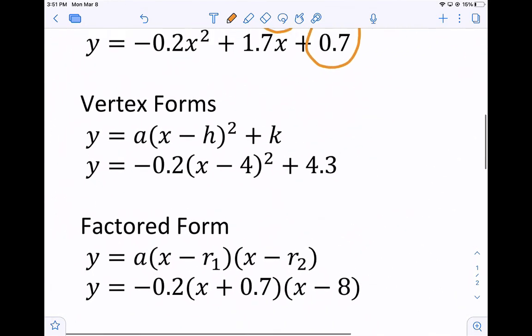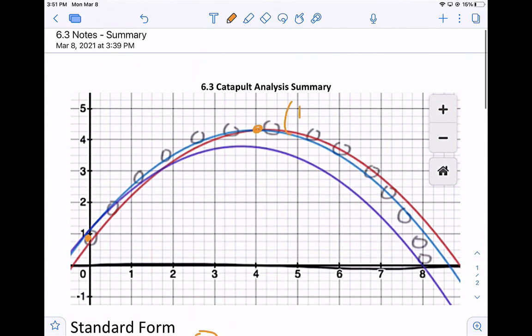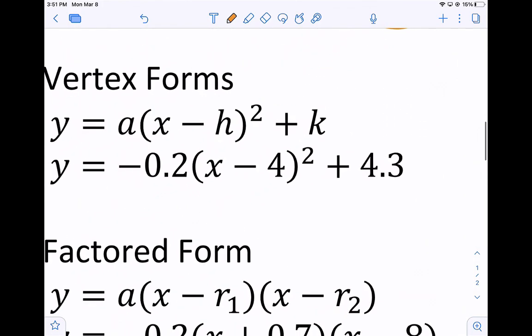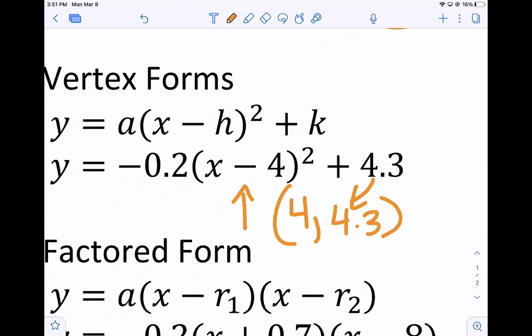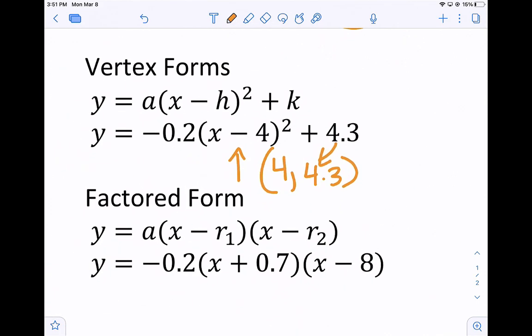The vertex form, here's the vertex. Vertex was about right here, and that was at about 4.2. And how can we get vertex from vertex form? Well, it's the opposite of what's in the parentheses, and then I had 4.3 for this one that I did. So it's left and right, so it went right 4, and then it went up 4.3. So if I give you something in vertex form, the opposite of the h value will tell us how far left or right, and then the thing on the outside of the parentheses will tell us how far up or down.